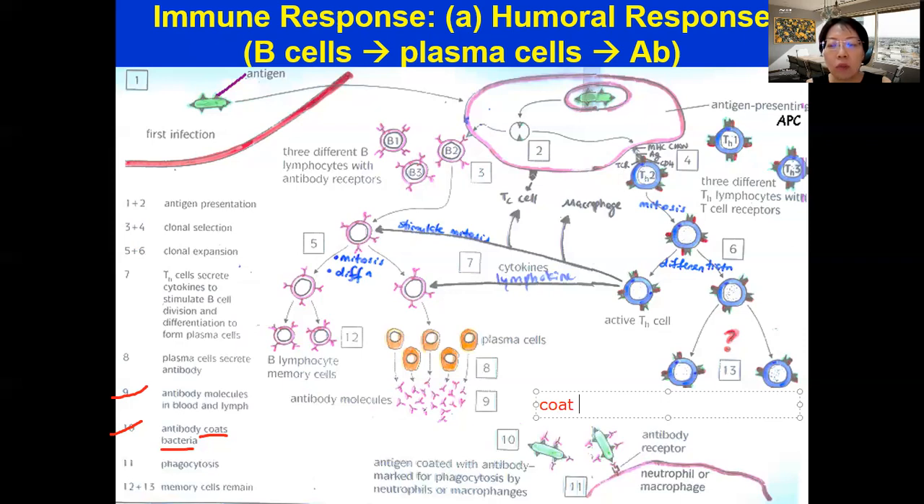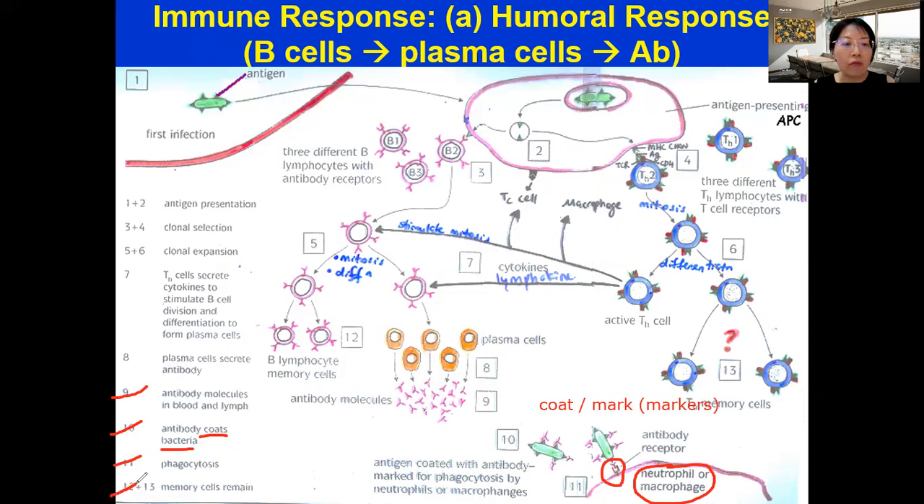to be removed by phagocytes. So it will actually mark the bacteria to be removed by phagocytes. And therefore, these antibodies are called the markers. Our phagocytes contain receptors for the antibody as well. So it will promote the antibody-coated bacteria to bind to the macrophages and neutrophils to be removed by phagocytosis. So therefore, the next step is phagocytosis.